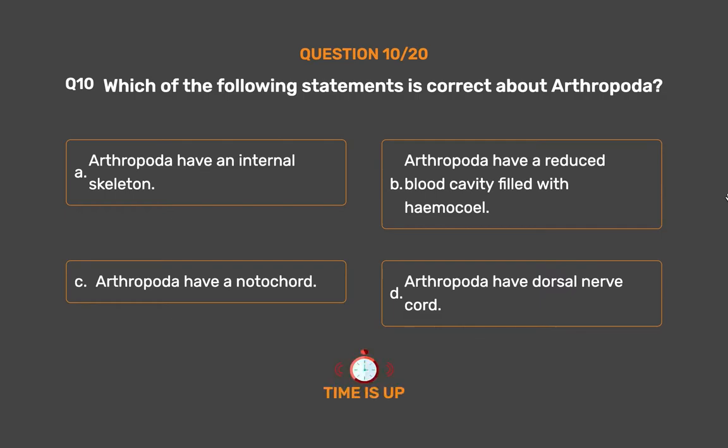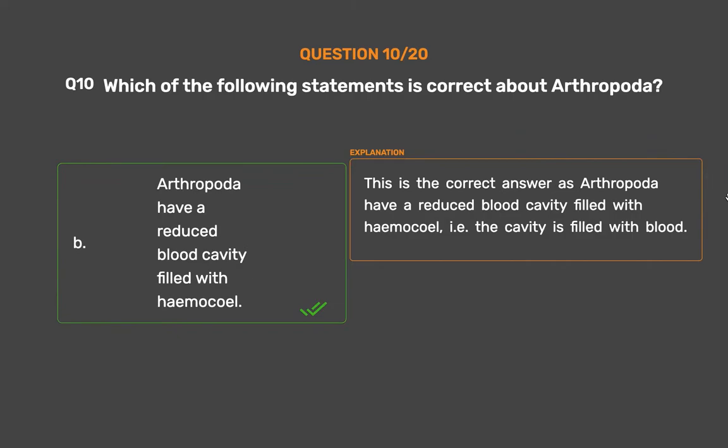The correct answer is Option B. Arthropoda have a reduced body cavity filled with hemocoel. This is the correct answer, as Arthropoda have a reduced body cavity filled with hemocoel, i.e. the cavity is filled with blood.